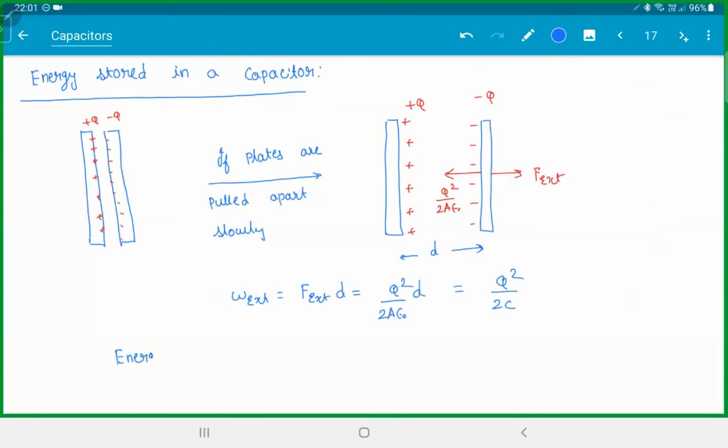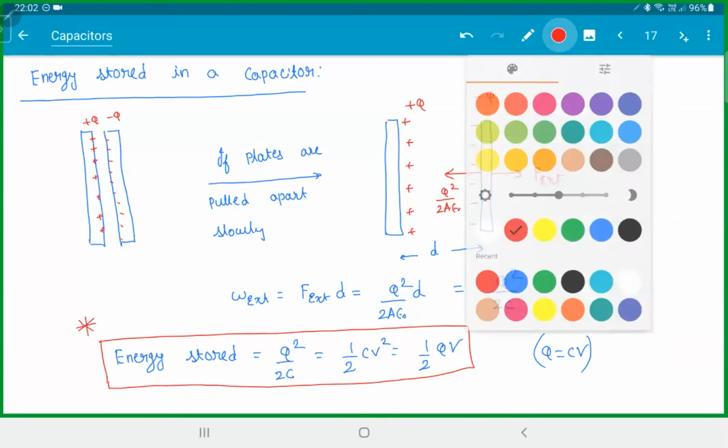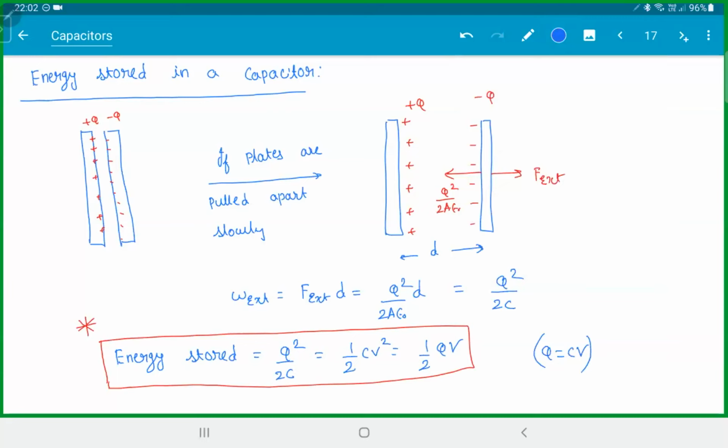So the energy stored in a capacitor will be Q square by 2C, or you can write it as half CV square, or you can write it as half QV. Q is equal to CV. Now from there we can modify all these things. This is your next formula. So whenever you connect a capacitor to a battery, the energy stored is Q square by 2C or half CV square or half QV. All are right. You can note that down. Clear?